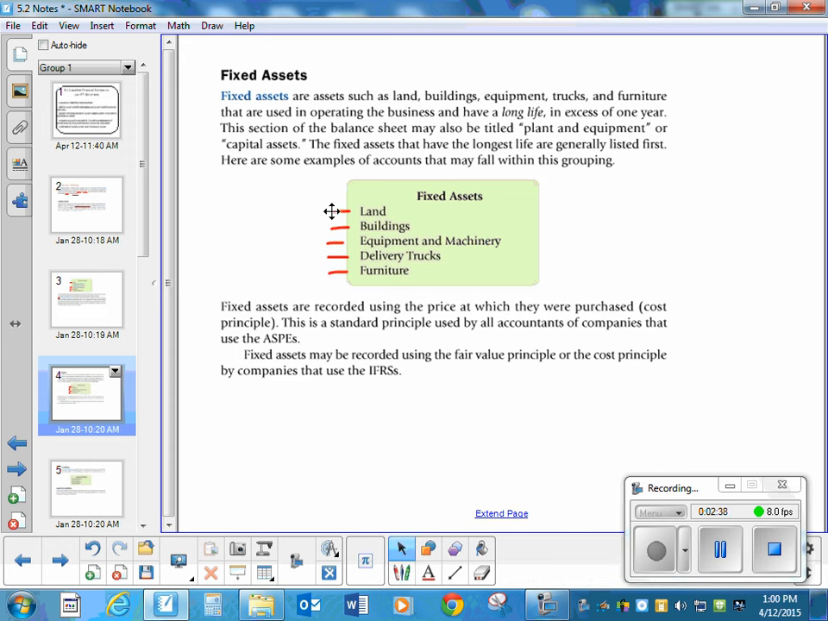Fixed assets are recorded using the price at which they were purchased. This is called the cost principle. This is a standard principle used by all accountants of companies that use the ASPES. Those are the standard policies. Fixed assets may be recorded using the fair value principle or the cost principle as well.